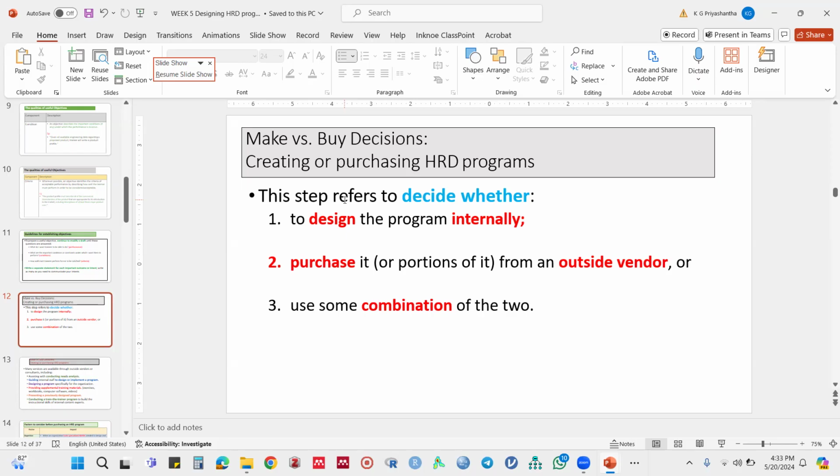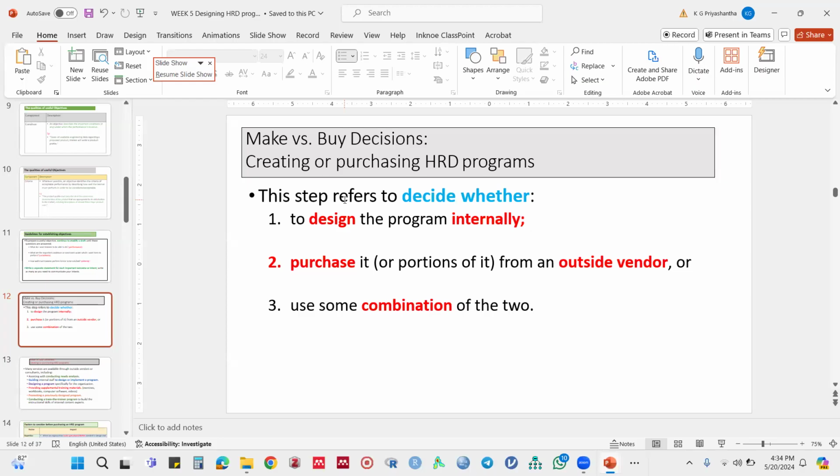So for the identified group of people and their identified needs, you decide whether you develop your own HRD program, or hire an outside organization to deliver a training program, or ask an outside organization to design our program and deliver it to the target audience. That needs to be determined at this level. That is known as make or buy decisions.